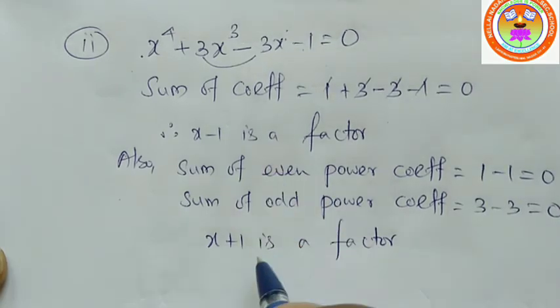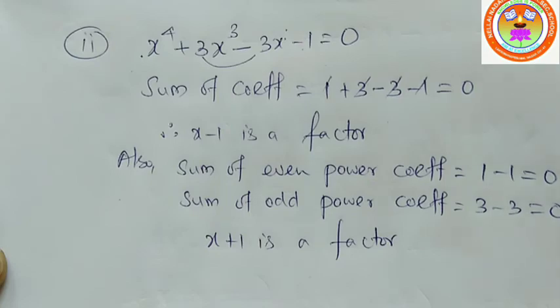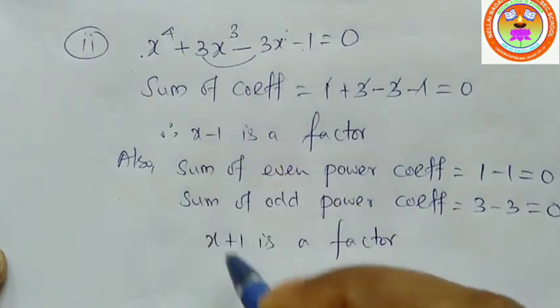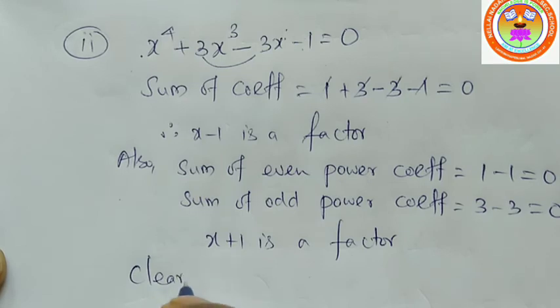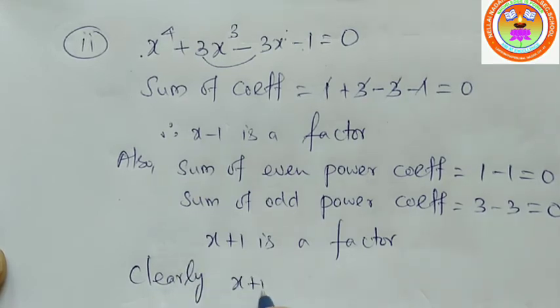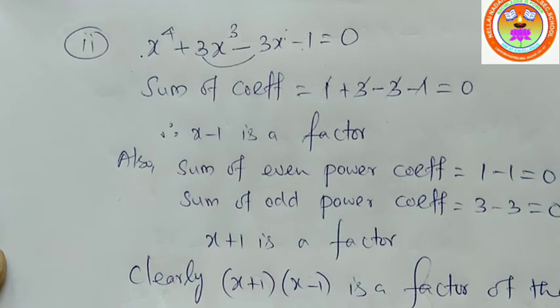So we got two factors, right? With these two factors we can find the sum of the roots and the product of the roots. Sum is 0, product is minus 1, right? So clearly x plus 1 into x minus 1 is a factor of the given equation.